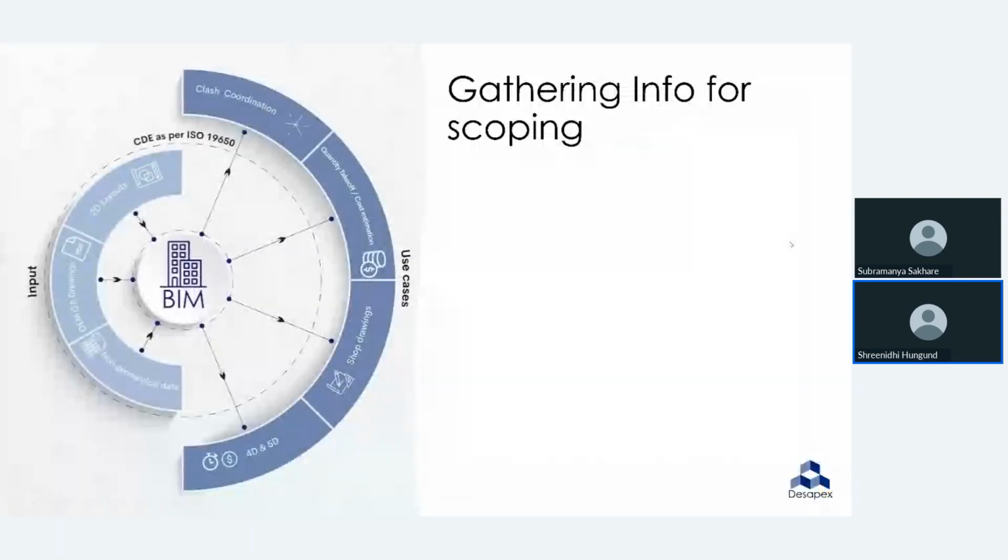First thing, gathering the information for scoping. In any project where we are aiming to implement BIM, the first question we should ask is, what is the use case of BIM, or why do we need BIM for this project? Typical answers might be: we need it for clash detection, for quantity takeoff, for 4D to simulate the timelines, or to do the cost analysis using 5D models, or people might just say that we need it for the operation and maintenance stage.